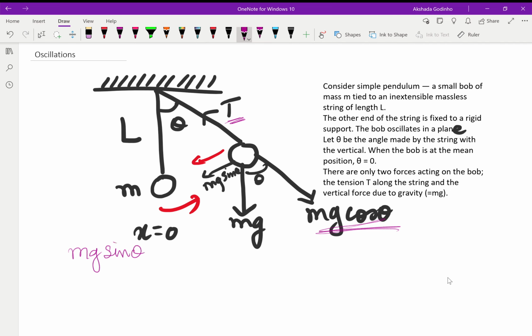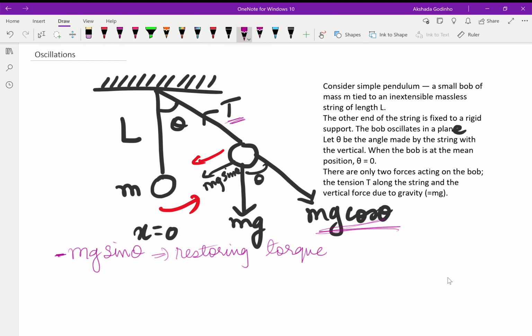Now what is this mg sin theta? It will be the torque that is restoring the bob back, so it will be called the restoring torque. The force that is making sure that the bob is coming back is going to be your mg sin theta. Since it is restoring back, we will put a negative sign which represents that it is moving in the opposite direction, the force that is pulling it in the opposite direction.